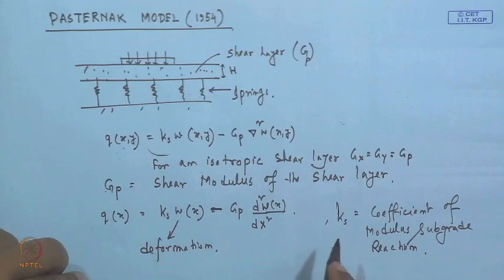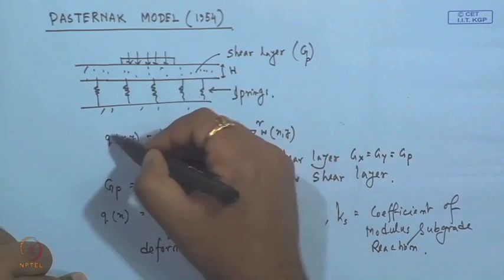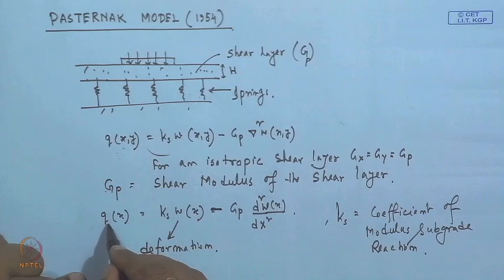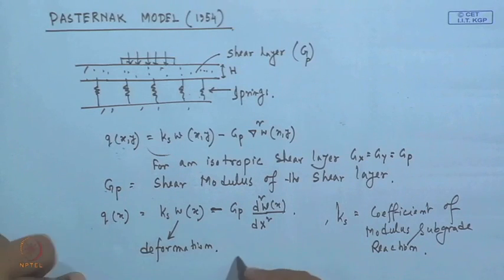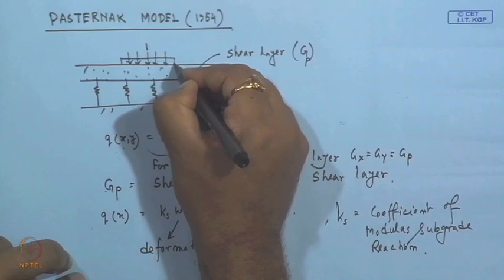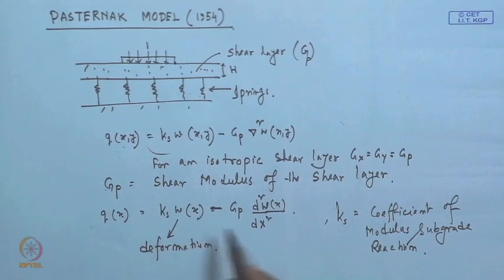So here the boundary condition will be that within the loaded region there will be q, and beyond the loaded region this q will be 0. So this boundary condition will apply up to the edge of the foundation, where q is equal to the q value, and beyond that q(x) will be 0. With this we can solve and we will get the deformation even beyond the loaded region.